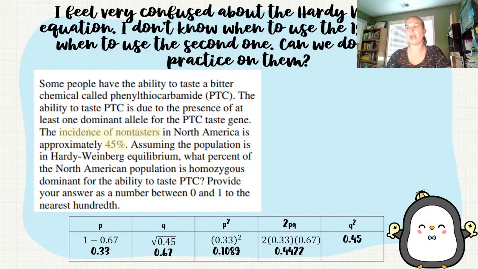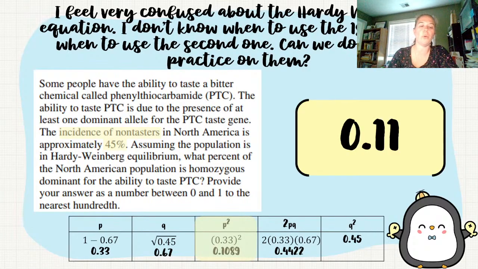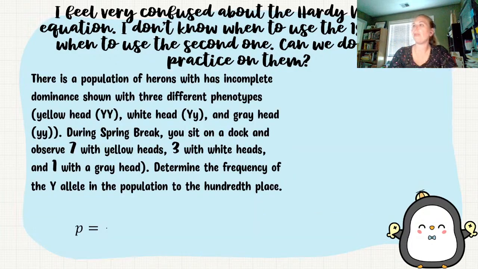Now the question says that I want to know the homozygous dominant, which is this p squared right here. And I want to give my answer between 0 and 1, so I'm going to use a decimal, to the nearest hundredths place. Hundredths place is 2 decimals. So that would be 0.11. So that's looking at that question. My son helps me come up with those questions, so I know it's a little weird, but that's what my child came up with.